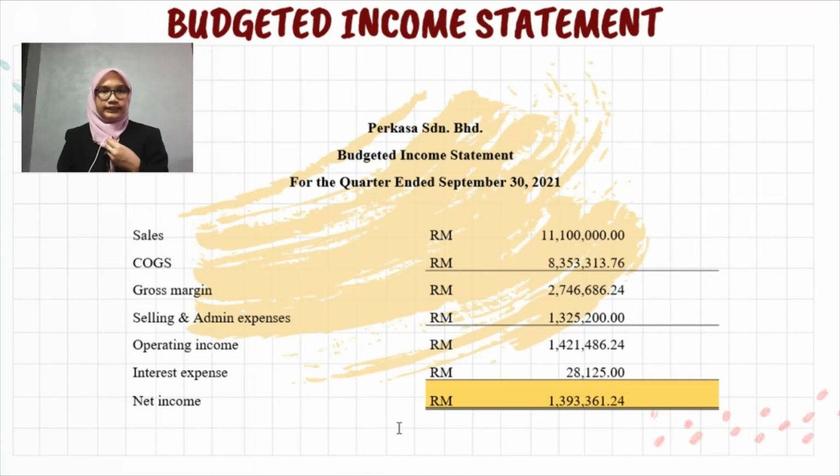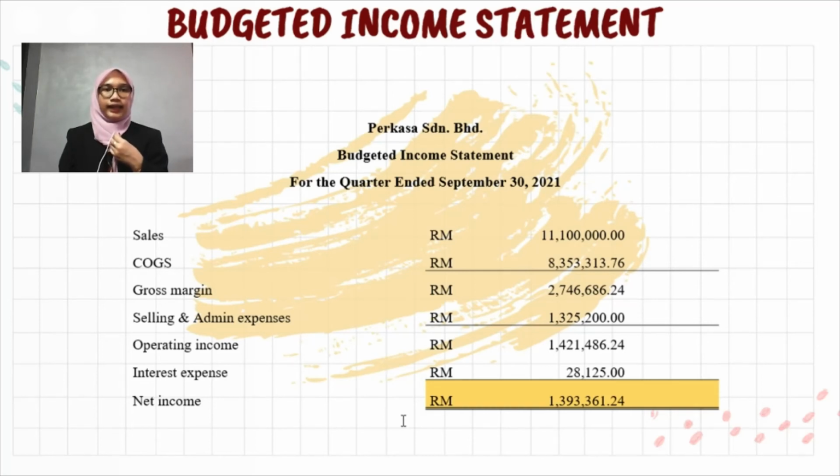Okay, next, the budgeted income statement. The budgeted income statement has all the same items as the standard income statement, but it is a projection of how the income statement will look in the future budget period. The budgeted income statement is very useful for determining if a company's expected financial outcomes are fair. This is the data of the budgeted income statement of Perkasa Sundaram Berhad.